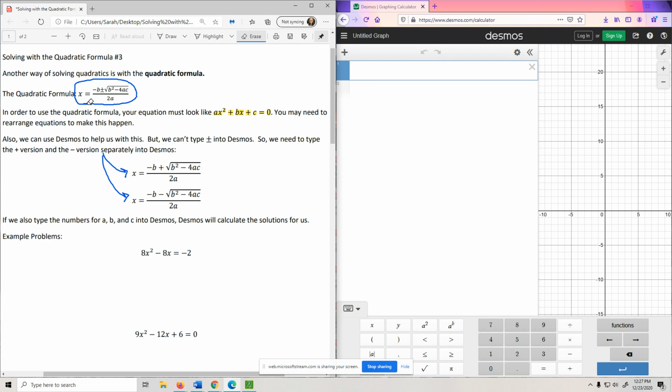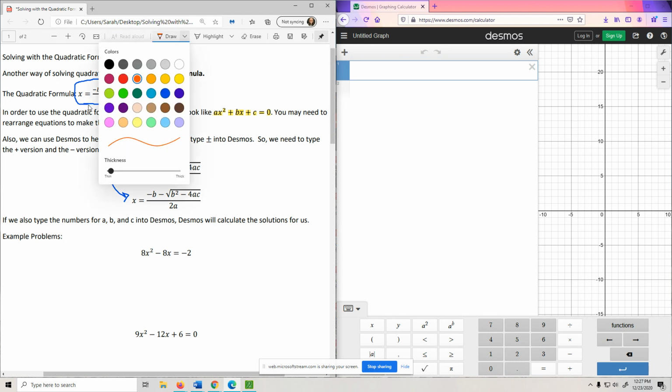Again, first check to make sure your equation looks like something x squared plus something x plus number equals 0. If you don't have that, make that happen by hand. And then once you have everything arranged properly, you can put these two versions of the quadratic formula and your a, b, and c in Desmos, and then Desmos will do a lot of calculating for you. Let's try this first one.